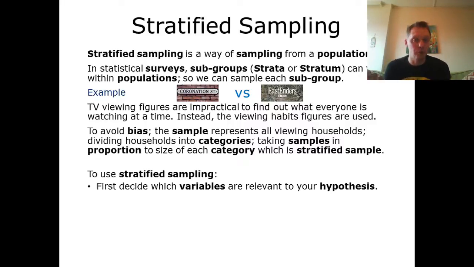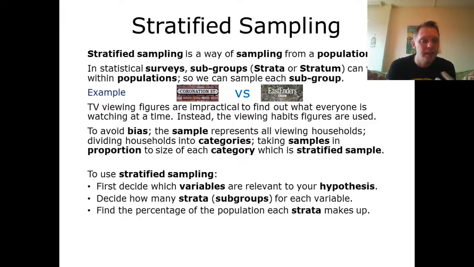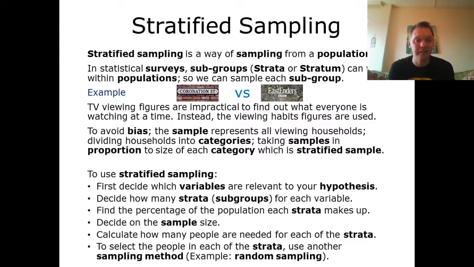To use stratified sampling, first of all we need to decide on our variables, which would affect our categories and which are relevant to the hypothesis. Decide on how many subgroups we actually need, how many strata. Find the percentage of the population each stratum makes up. Decide on the sample size, and then calculate how many people are needed in each of the strata. And then, of course, once we've got our participants, we need to randomly choose these.